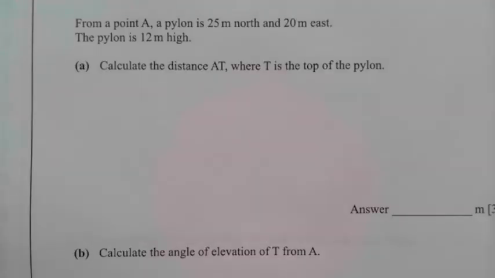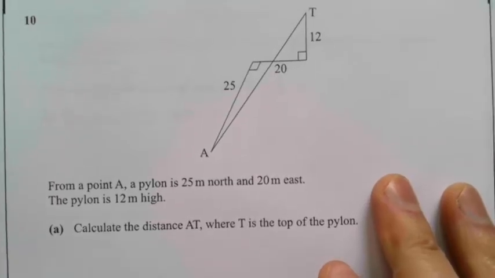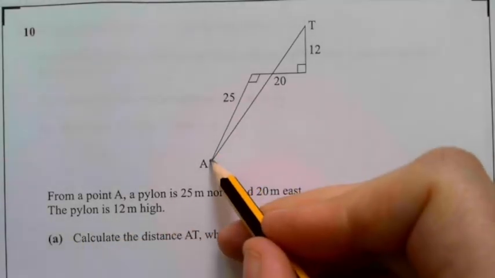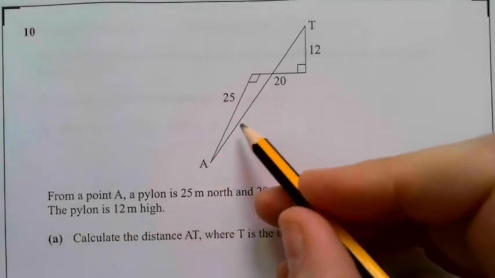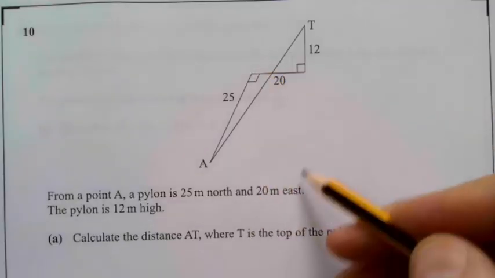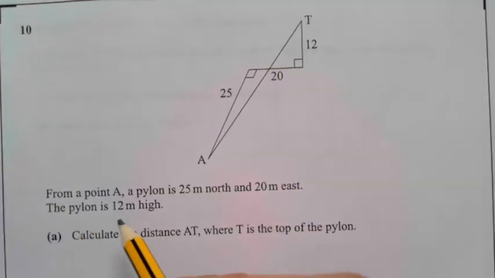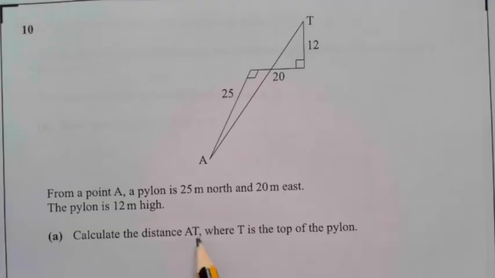Question 10. This one's very hard to picture. From a point A, a pylon is 25 meters north and 20 meters east. The pylon is 12 meters high. Calculate the distance AT, where T is the top of the pylon.